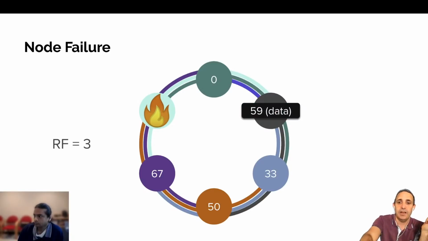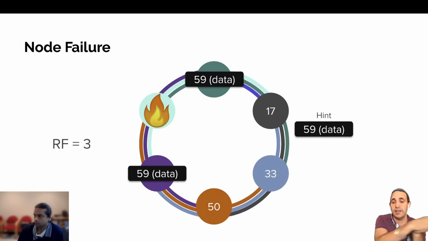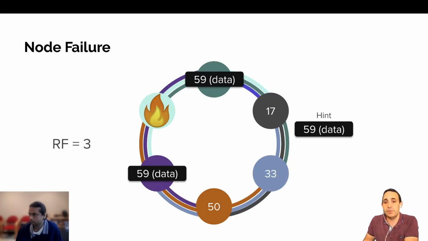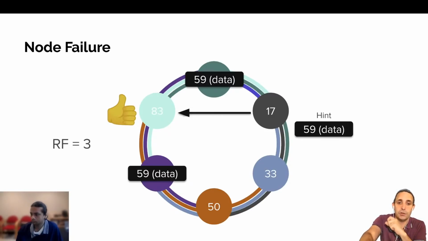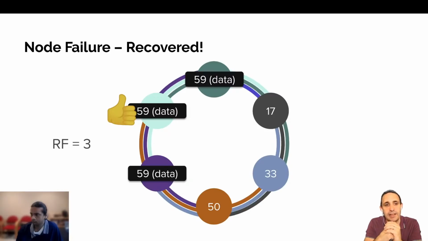What happened? Now the data will be sent to the 2 remaining nodes, and it will store locally with something called a hint. And when the node goes back online, I can put the data back, and the system is self-healing and recovers from this.